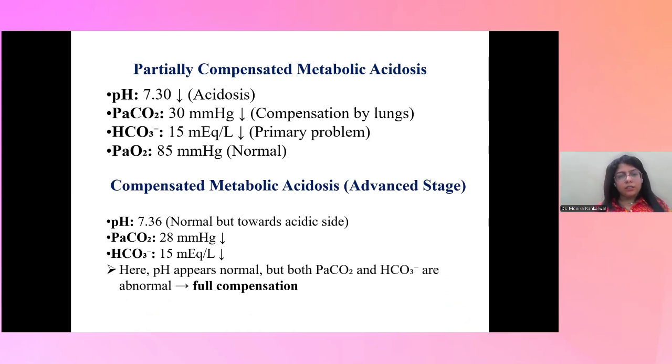Now, the second compensation is complete compensation, which is known as the advanced stage. Again, I have taken an example of metabolic acidosis so that you can understand. In this condition, you will see that the patient's pH will be within the normal range, either within the normal range or a bit toward the acidic side. You will not see a huge difference, but you will see a slight deviation toward the acidic side. Then the second component is the partial pressure of CO2. In this you will see the compensation by the lungs, so you will see a decrease in PaCO2, less than 35 mm of Hg.